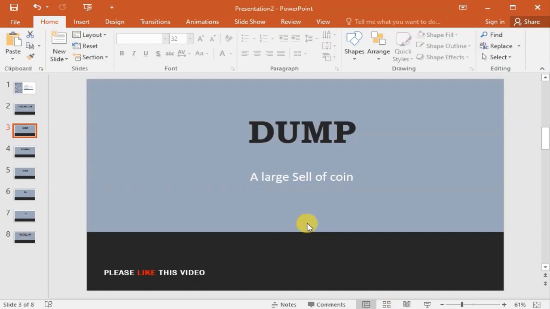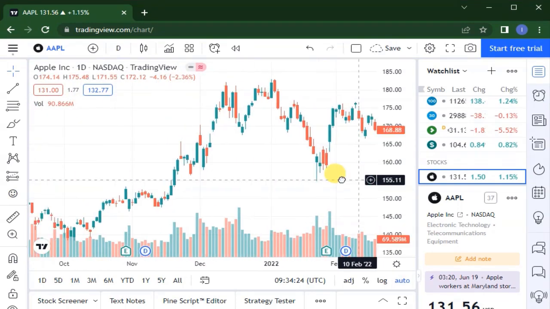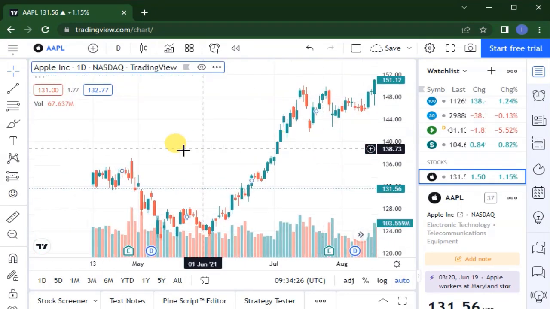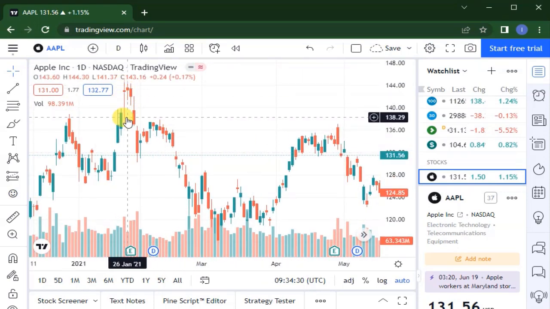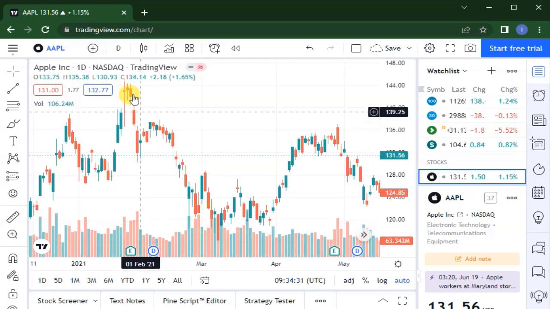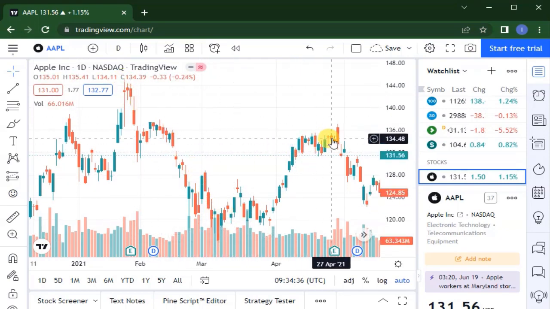So they mean by dump, a large sale of a coin or of a currency. Dumping, that's what it means. It means downward price movement, and the market continues to move downward. That's what they mean by dumping, and I believe you really understand that. It happens a lot because the market just goes from up to down. Can you see this very quick dump, guys? Dumping, then it starts moving again, and that's it, guys.